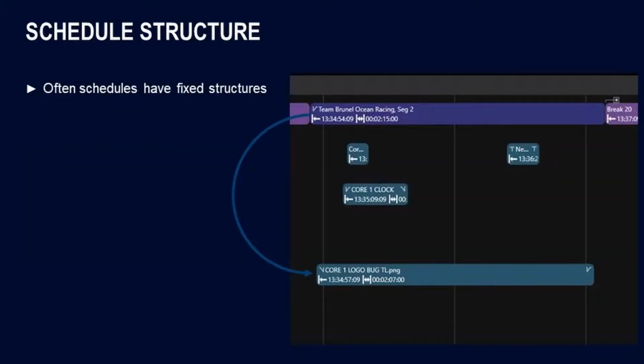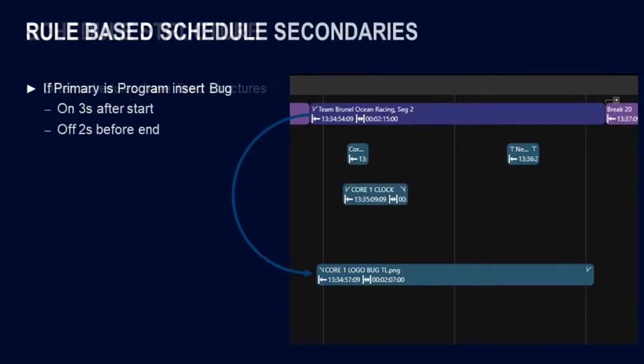Schedules often have fixed structures. For example, a secondary event may be locked or linked to a primary program event, such as a logo coming on a few seconds after the start of that event and going off a few seconds before the end of it. The following is an example of such a rule.